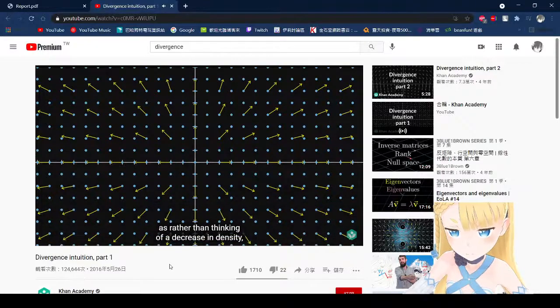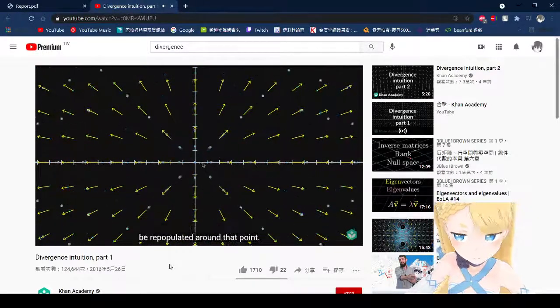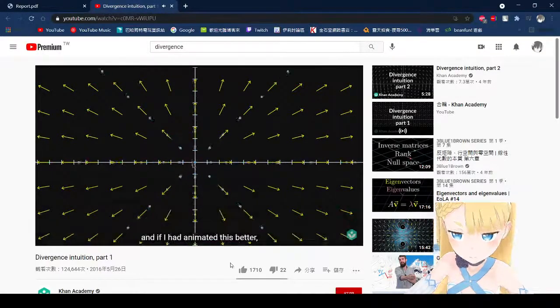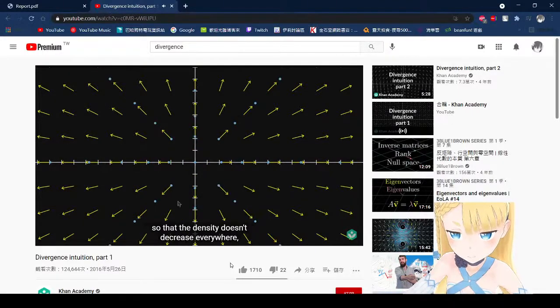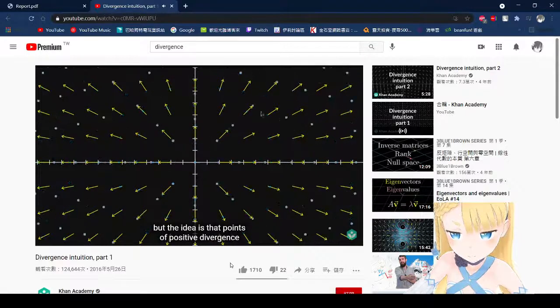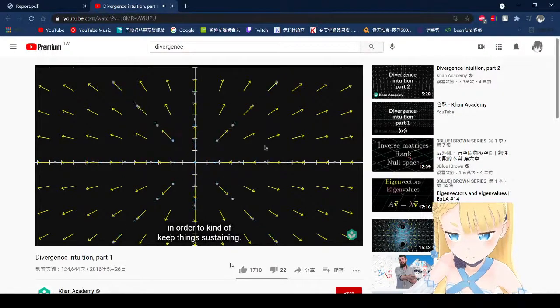is rather than thinking of a decrease in density, imagining that the fluid would have to constantly be repopulated around that point. So you're really thinking of the origin as a source of fluid. And if I had animated this better, a whole bunch of other points should be sources of fluid so that the density doesn't decrease everywhere. But the idea is that points of positive divergence, where things are diverging away, would have to have a source of that fluid in order to keep things sustaining.